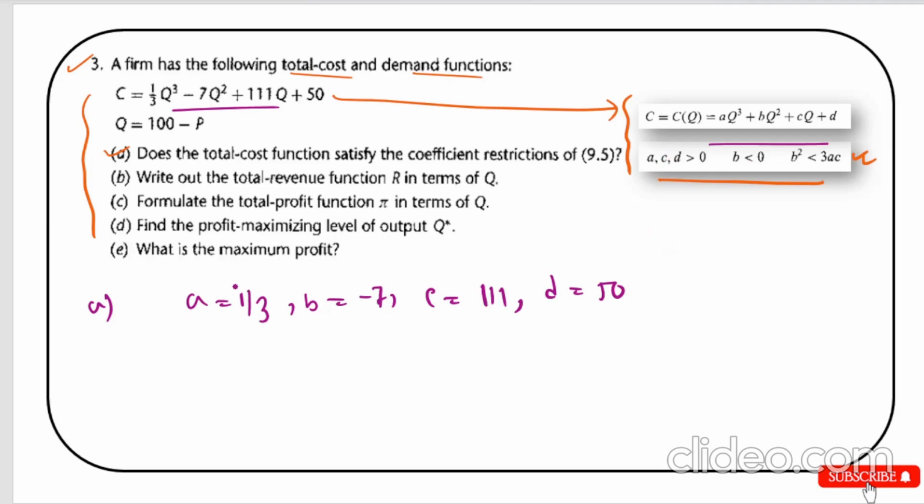A, C, D is positive. A is 1/3, which is positive, C is 111, which is positive, and D is 50, which is positive. B is less than 0. Yes, B is minus 7, which is less than 0.